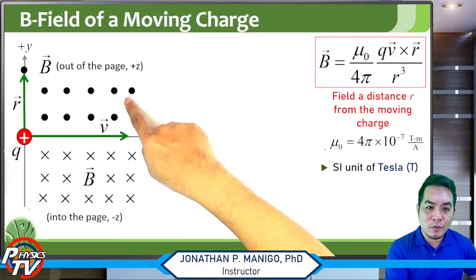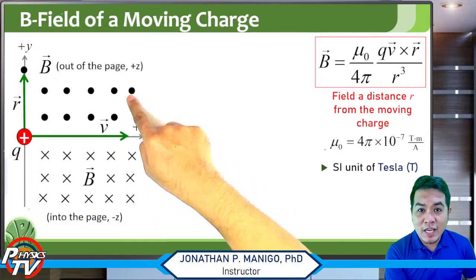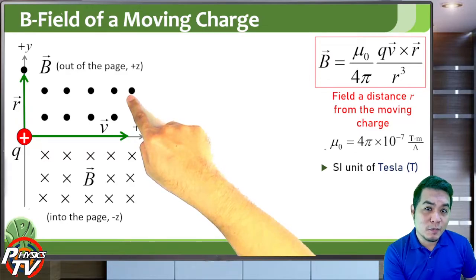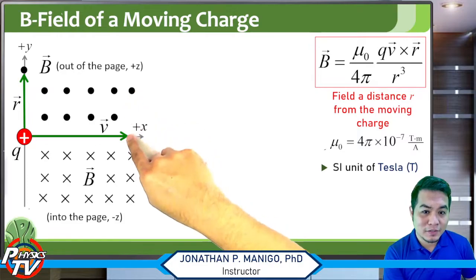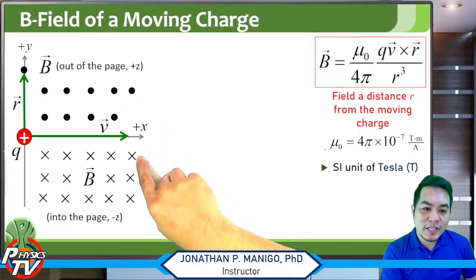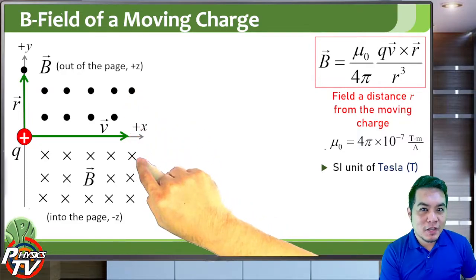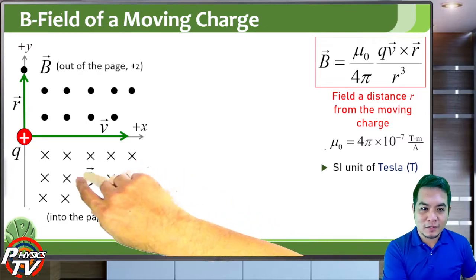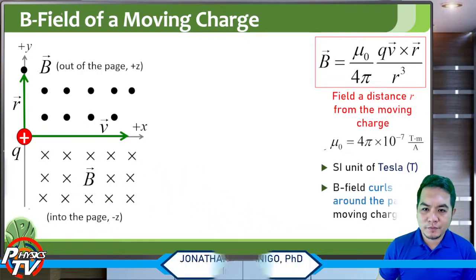So if you have a point symbol, this is basically a vector that's pointing towards you. You are seeing the tip of the arrow of the vector. So this one, the tip. If you are seeing an X, it means you are looking at the bottom of the vector. Okay.